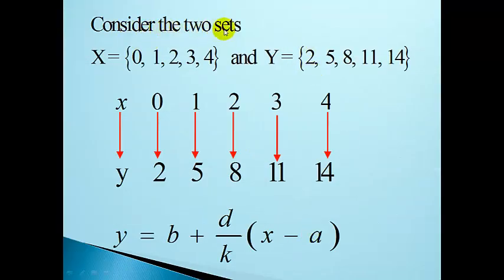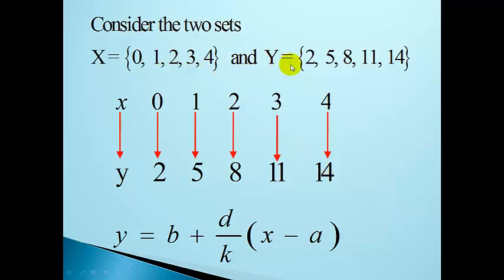Now let's consider the two sets. We have the set X, and the elements are 0, 1, 2, 3, 4. And we also have the set Y, and the elements are 2, 5, 8, 11, 14. Now, by means of an arrow diagram, the element of X can be related to the element of Y as shown. So we have 0 related to 2, 1 related to 5, 2 related to 8, 3 related to 11, and 4 related to 14.